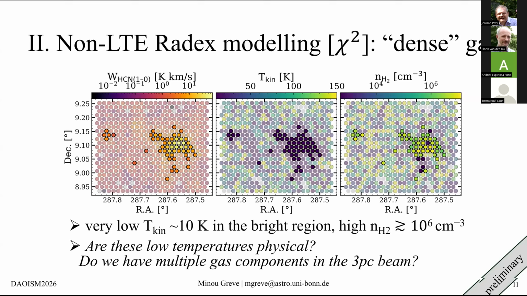And the question here that comes up, of course, is, are these low temperatures even physical? And if so, does that mean, if we keep in mind that we saw in the bulk gas group temperatures up to 125 Kelvin, that we have multiple gas components in our 3 parsec beam?